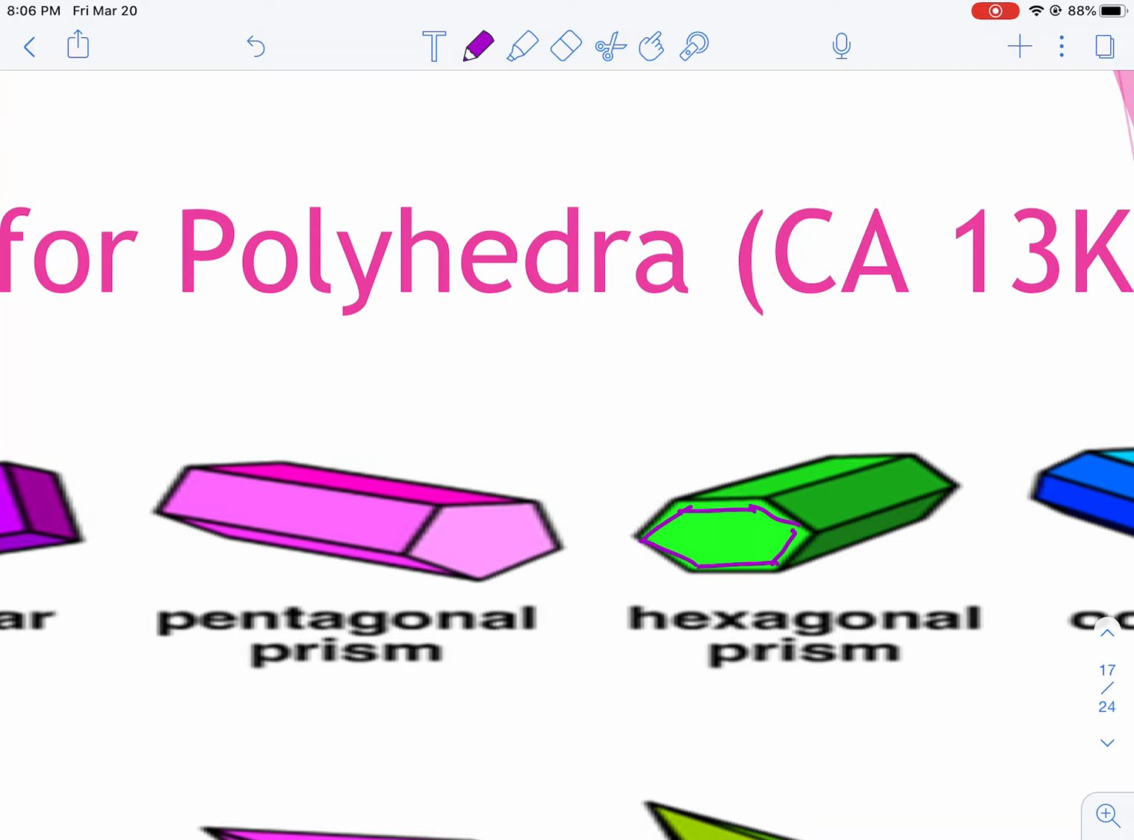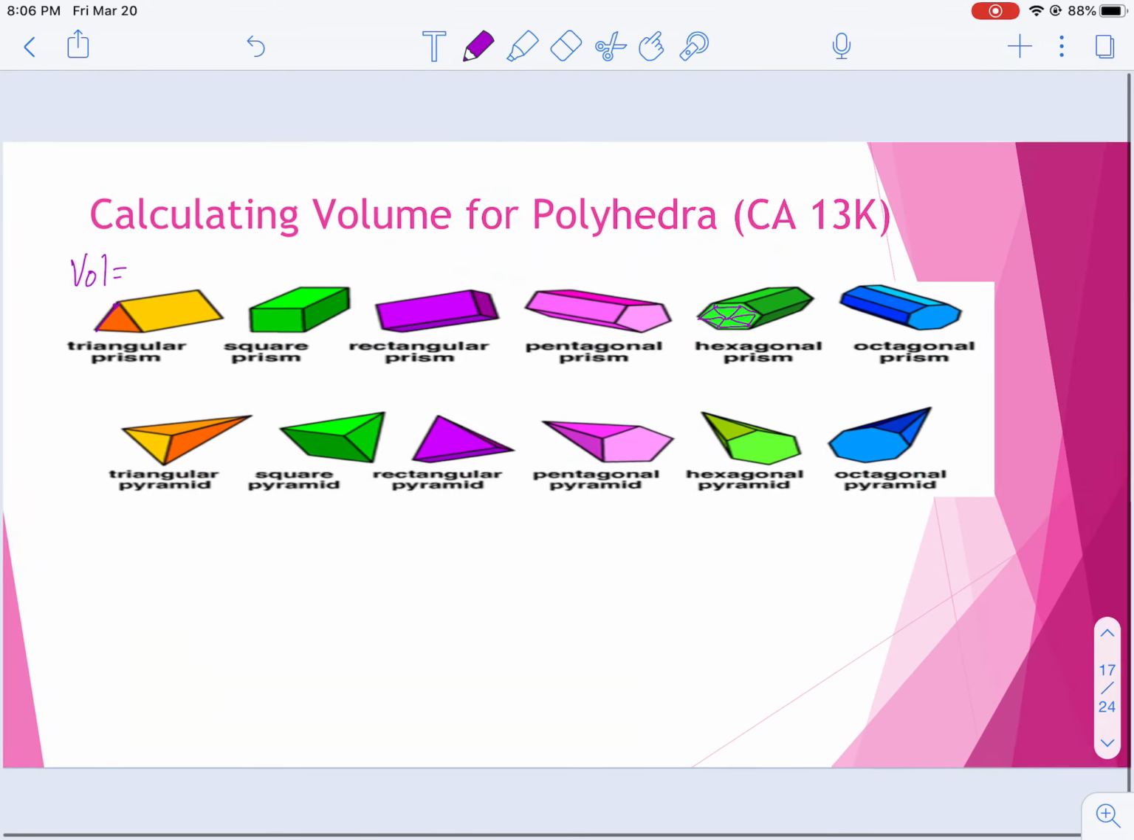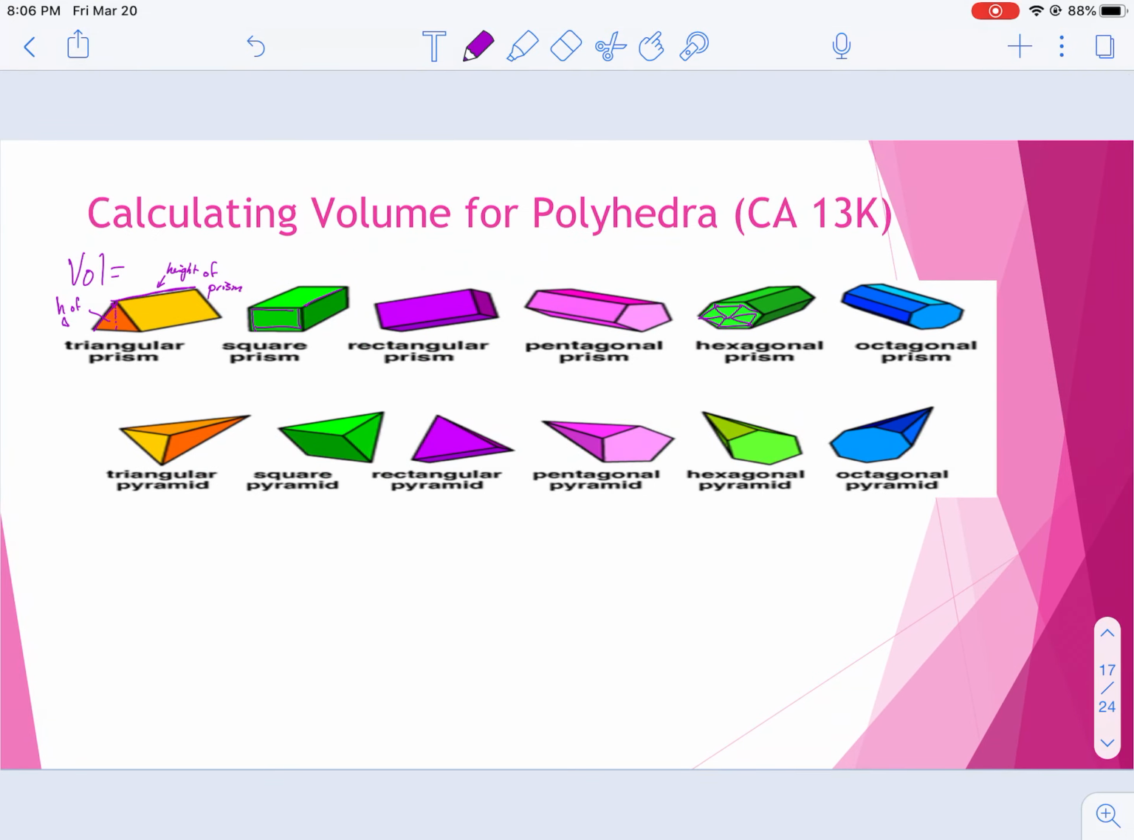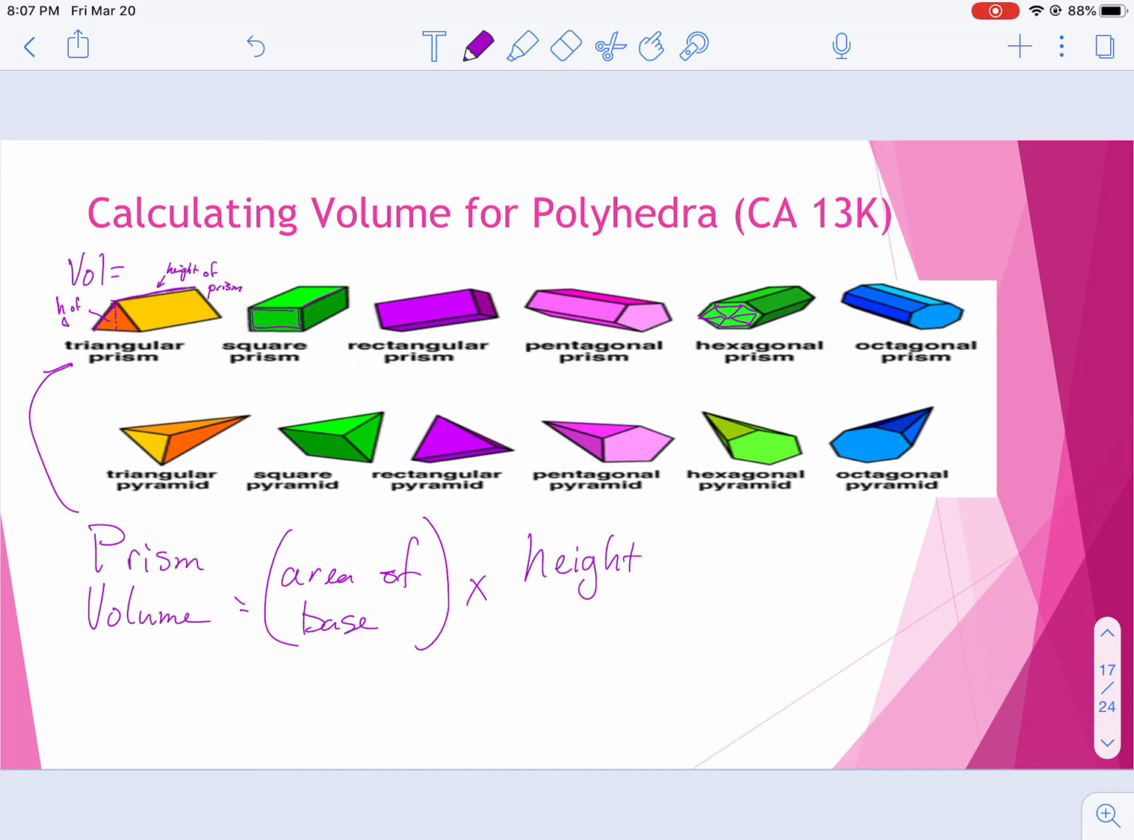Find the area of the base of the hexagonal prism. You might be thinking you have no idea how to find the area, but what if I broke it into triangles for you? You could find the area of those triangles, couldn't you? And so on. That tells us for any prism, we are going to find the volume by taking the area of the base times the height of the prism.